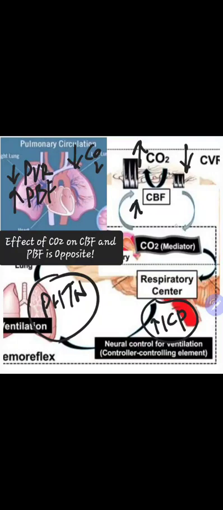So in summary, it is very important physiologically that we understand and remember these things: if you decrease CO2, it has a vasoconstrictive effect on the brain and a vasodilatory effect on the pulmonary vasculature. And the reverse is true. If you increase CO2, it has vasodilatation in the cerebral blood flow, and in the case of pulmonary blood flow, it has a vasoconstrictive effect. So the effect of CO2 on cerebral blood flow and pulmonary blood flow is opposite.